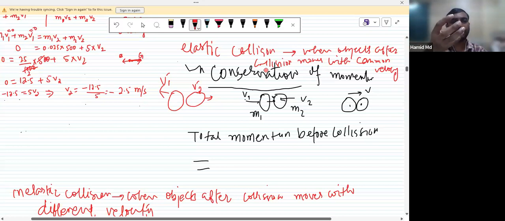You have some sticky object, okay, like clay, or a piece of flour dough that we use to make chapati. If a car is moving and you throw it on the window, that will stick. So there is also collision, but both will move with a common velocity, right?